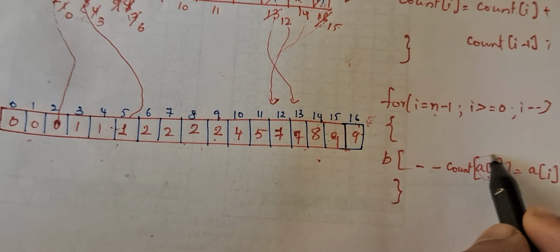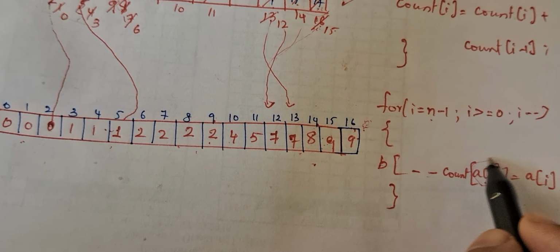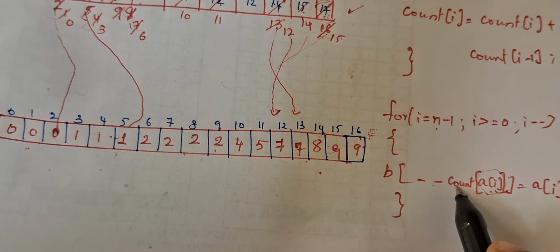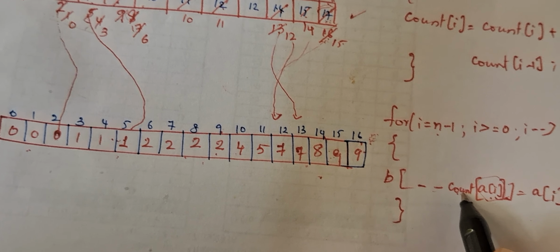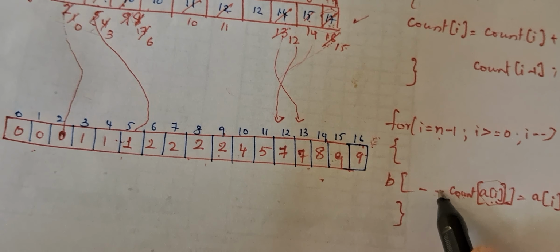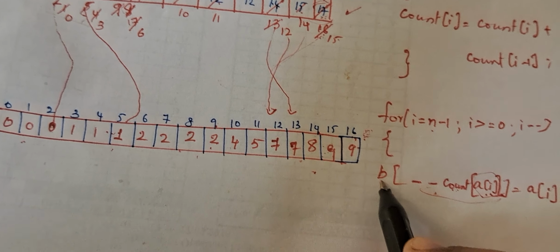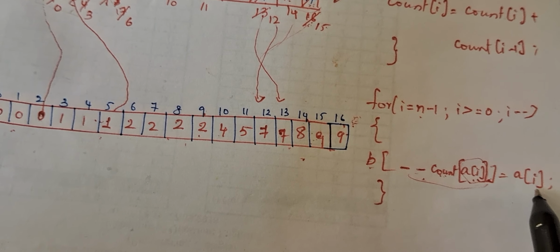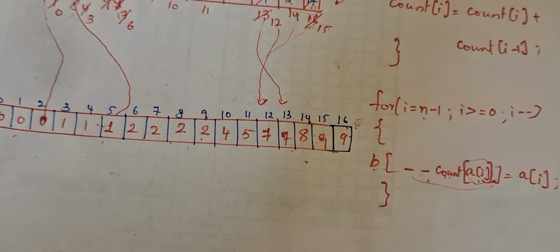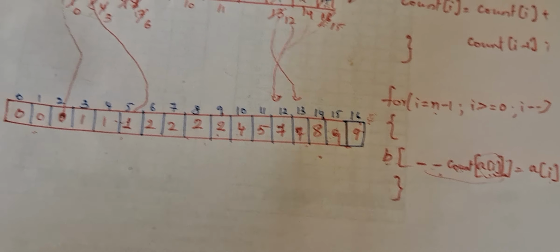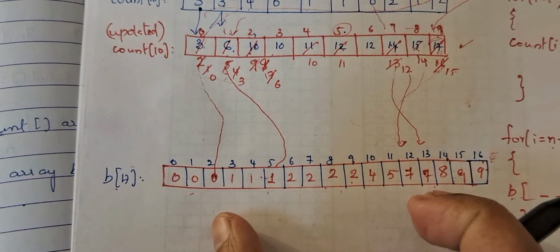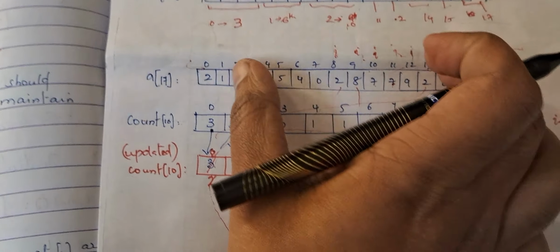So A of I is the array element. This array element becomes the index of the count array, and whenever you take the count of A of I, we decrement the value by 1. Then we consider this as the index of B, and we store A of I at this particular index of array B. Then finally we copy all the elements of B to the actual array.